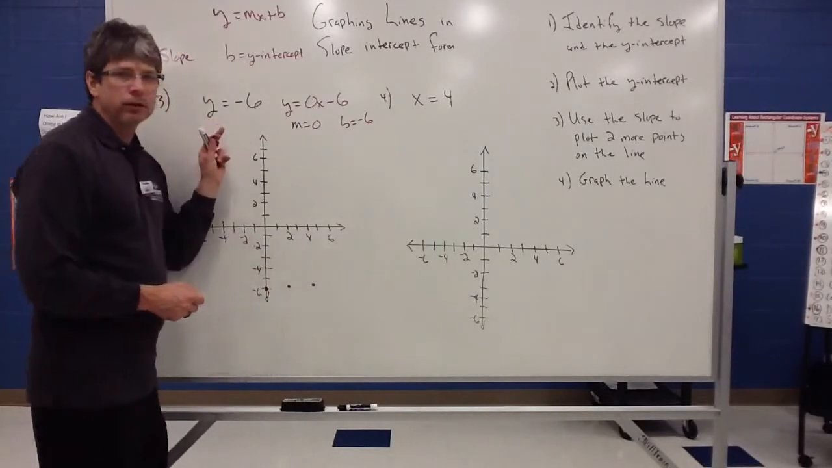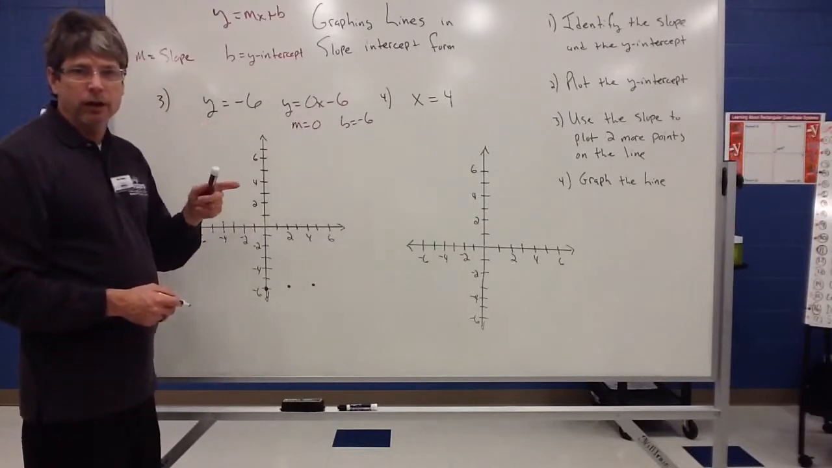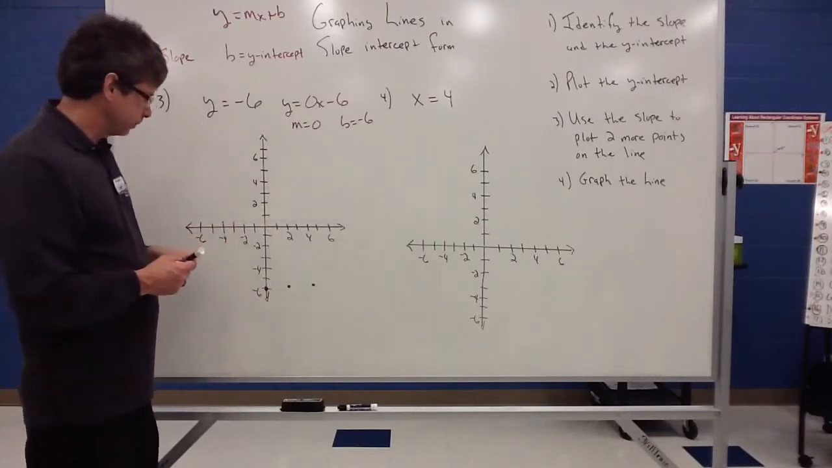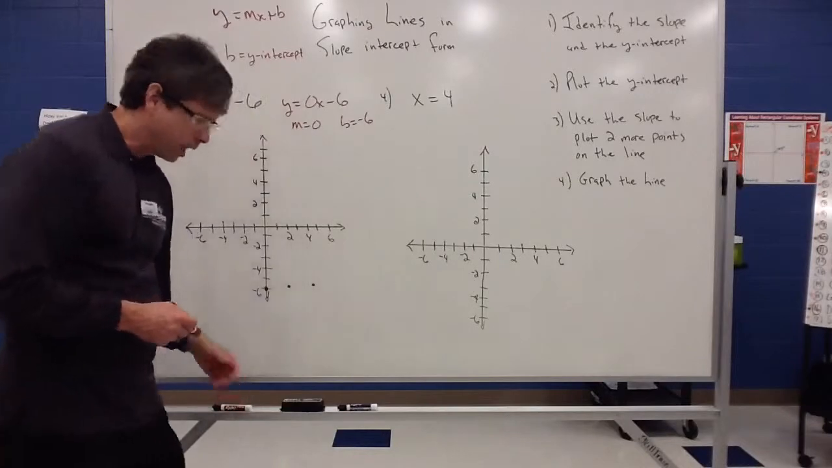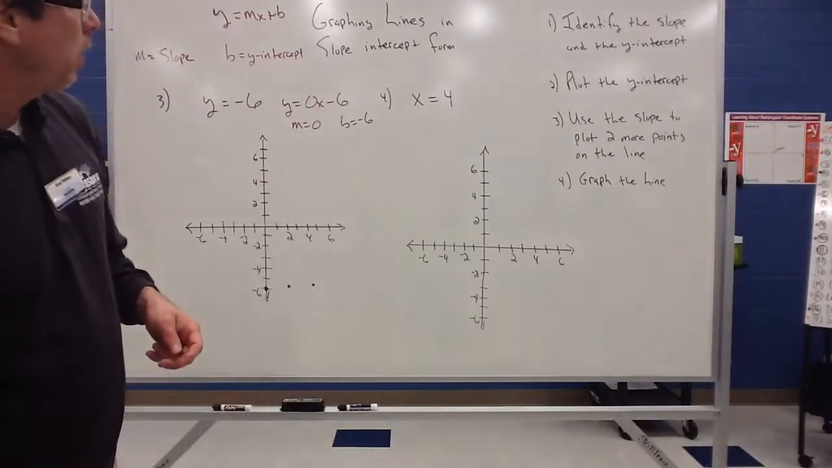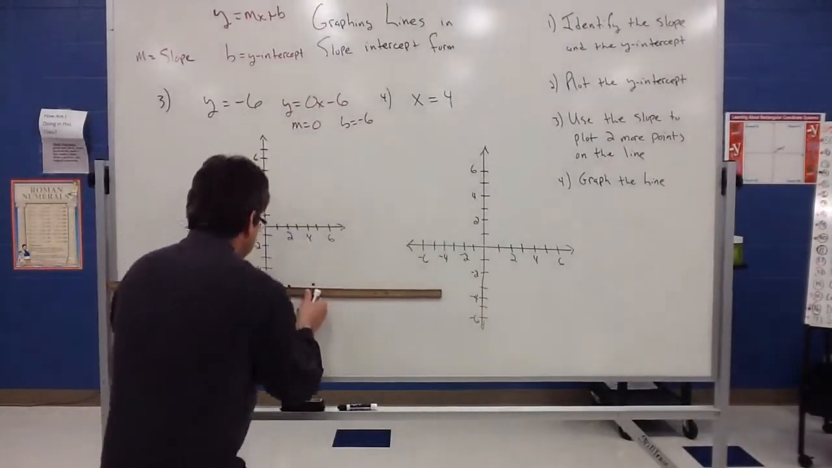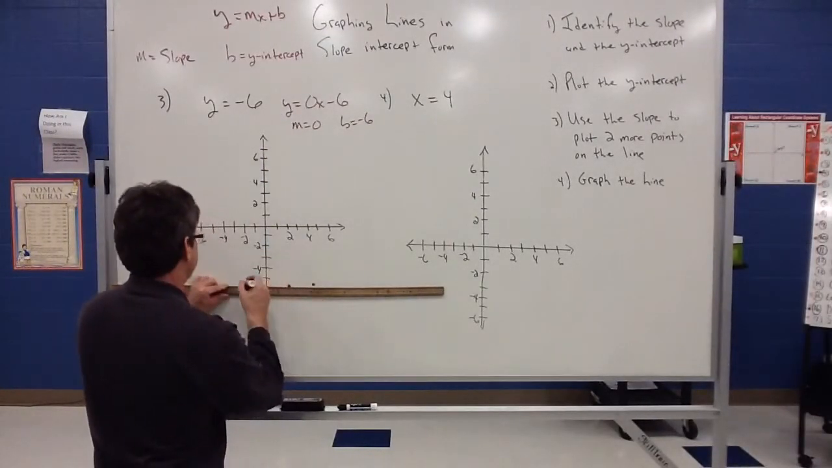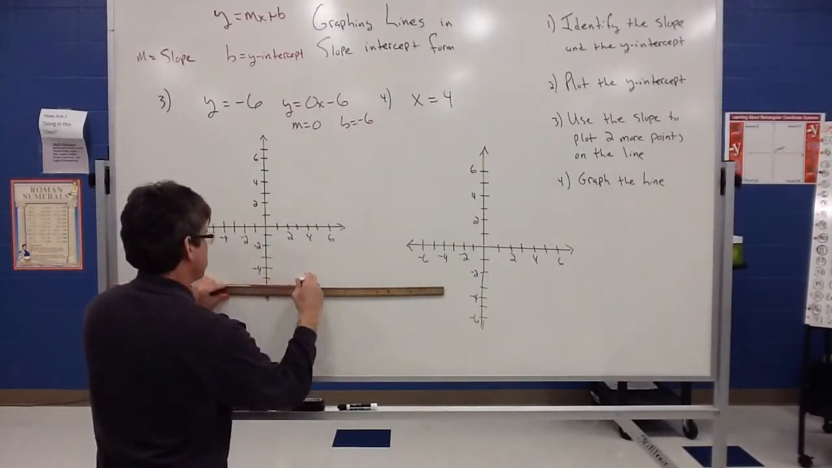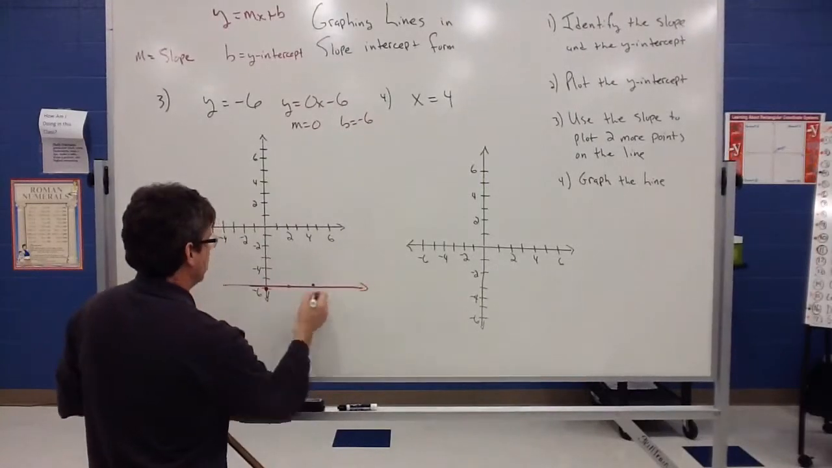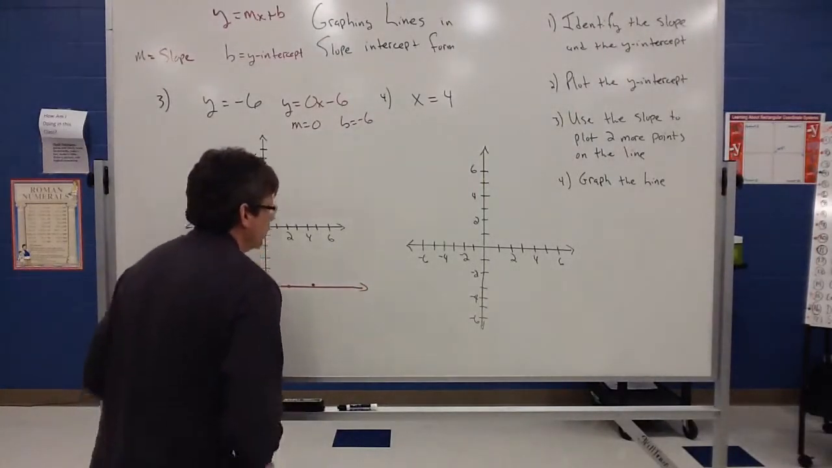Remember, the bottom line is those y values are locked in. The x values are what could change. So I've got my points. Now I want to go ahead and graph the line that passes through those 3 points. Let's sketch that out there. So I have my line that should be horizontal.